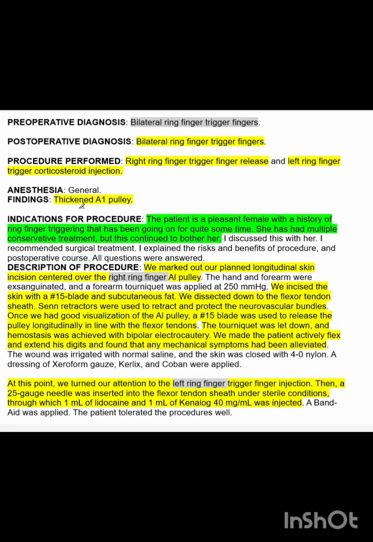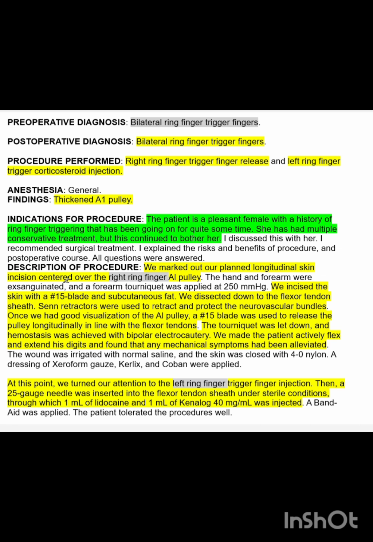Findings. What are the findings? The A1 pulley has been thickened. The patient is a pleasant female with a history of ring finger triggering that has been going on for quite some time. She has had multiple conservative treatments, but this continued to bother her. That is why she is here today for the procedures.